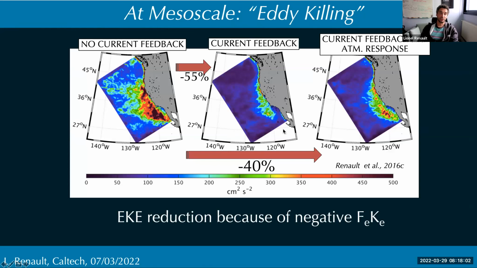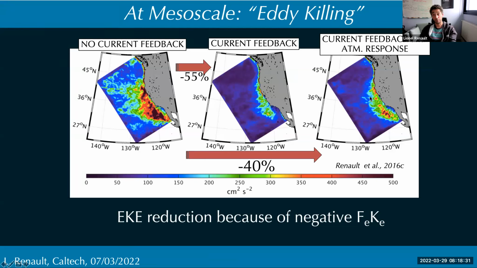This is an illustration for the US West Coast. It's the same simulation as before that I showed you for the coupling coefficient. This is the simulation without current feedback, a coupled simulation. This is the mesoscale activity. And we can estimate it in a forced oceanic simulation using the relative wind. So the wind is prescribed, we don't have the partial re-energization. And we can see that we have a drastic damping of the mesoscale activity by 55%.